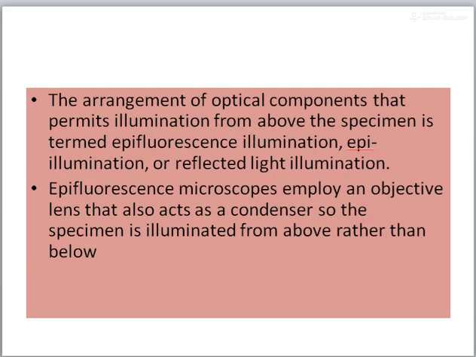And another feature which we have to say is, since the illumination is being carried out from above the specimen. Okay, usually when we view anything under the microscope, the light source is found below the specimen. But in the case of fluorescence microscopy, since the illumination is being done from above the specimen, it is also called epifluorescence illumination or epi-illumination, or sometimes even called the reflected light illumination.